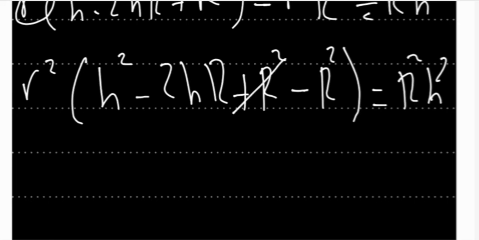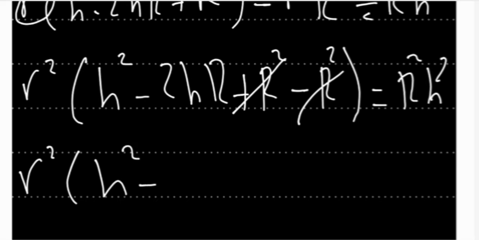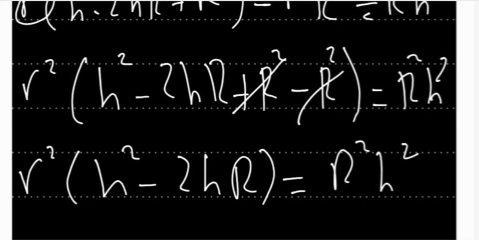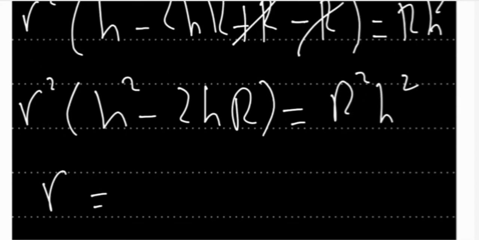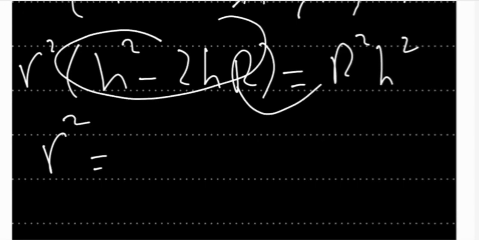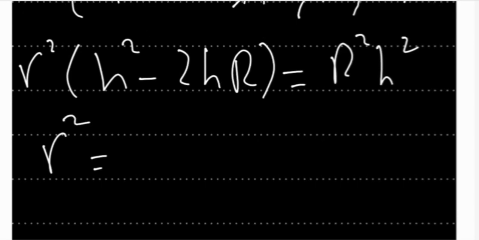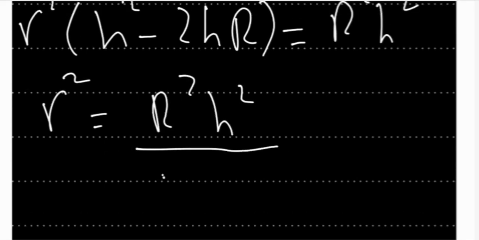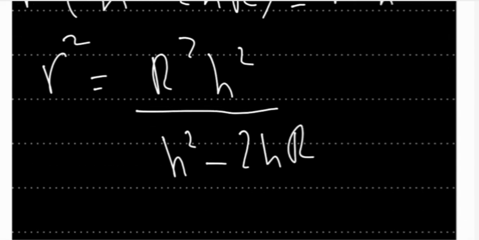So look, R squared minus R squared will cancel, so we'll have small r squared multiplied by H squared minus 2HR is equal to R squared H squared. So r squared is equal to, this will go to the other side dividing, R squared H squared divided by H squared minus 2HR. Now remember, big R is equal to 1.